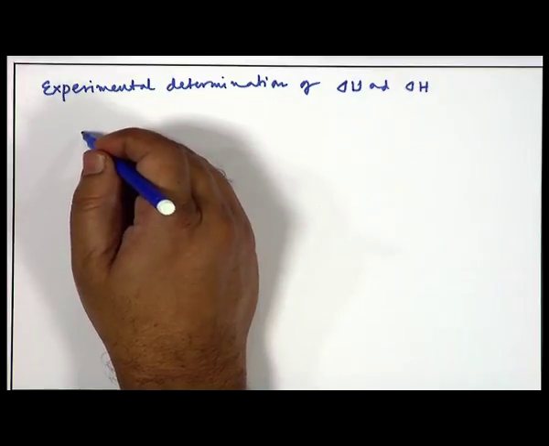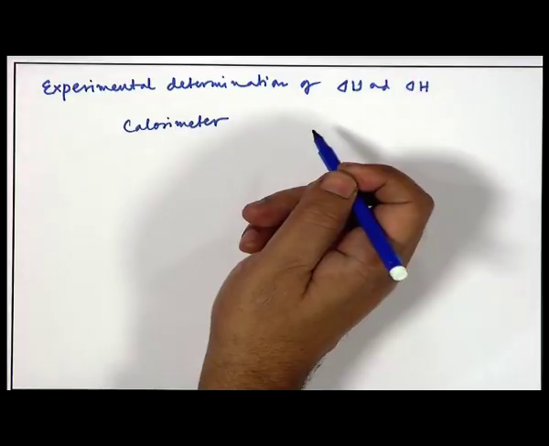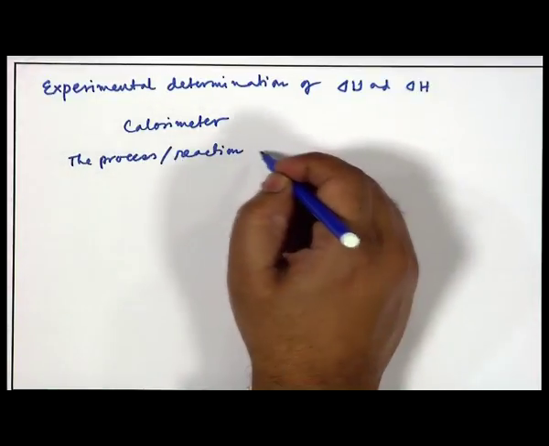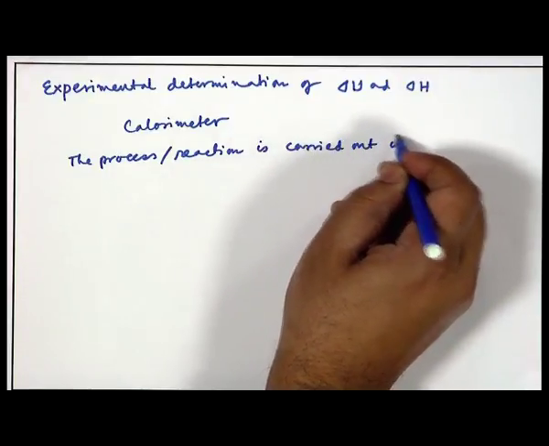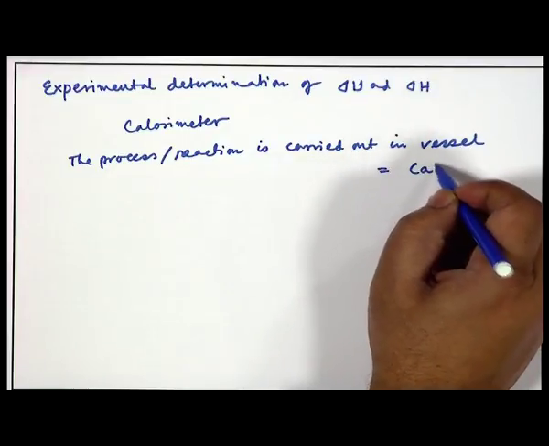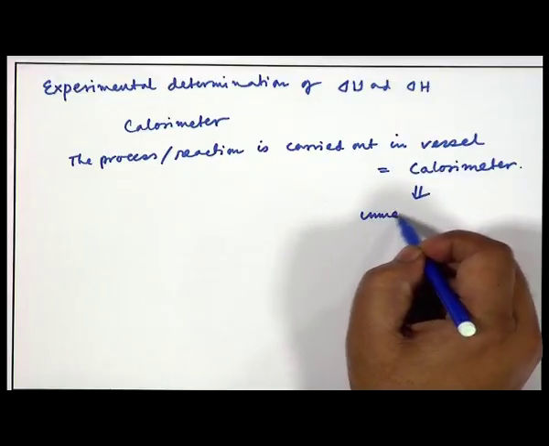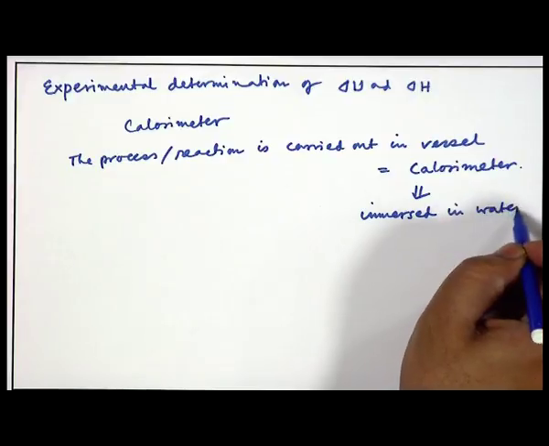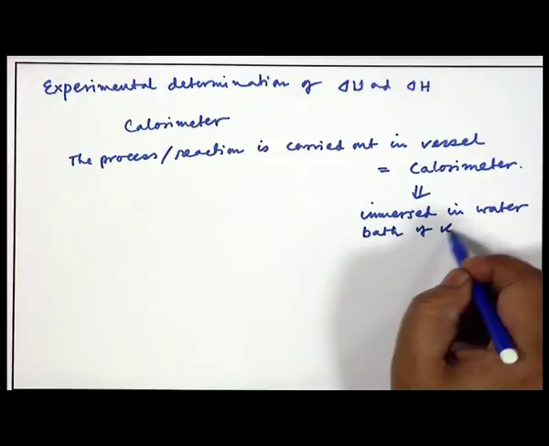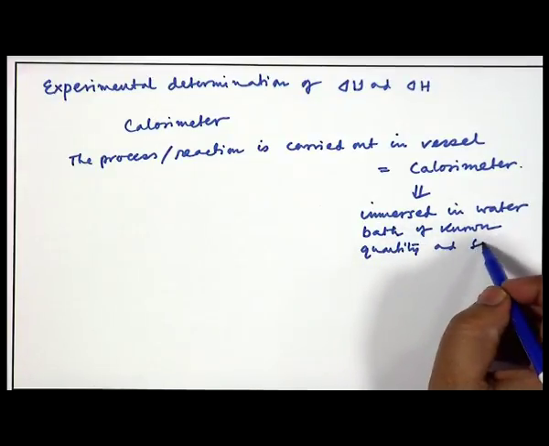Now, the instrument which is used to measure del U and del H in the lab is called a calorimeter, and the process or the reaction is carried out in a reaction vessel or the process vessel, whatever you call, which is called calorimeter. The vessel is immersed in a water bath, mainly water, it could be other liquid, of known quantity and known specific heat, of course, if you use water, known heat capacity.